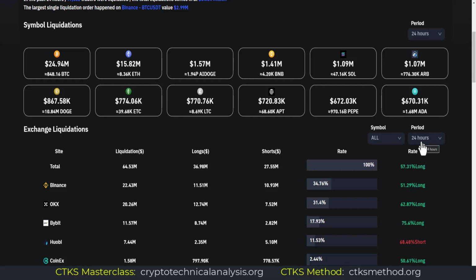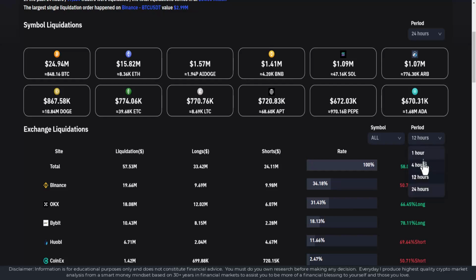Over the past 24 hours, about 57% of total liquidations have been long liquidations. What about the past 12 hours? It increased just slightly up to 58% long. What about the past 4 hours? Oh, ay caramba, up to nearly 91% long.